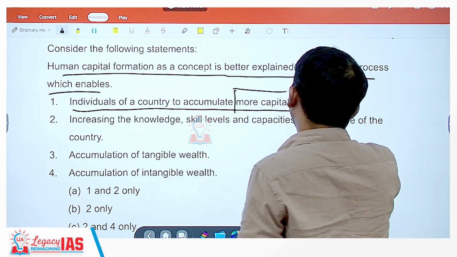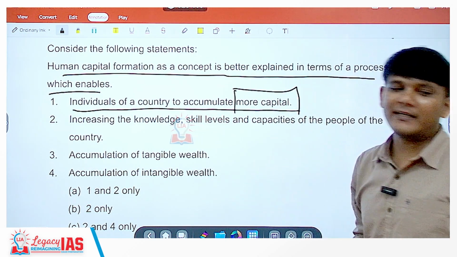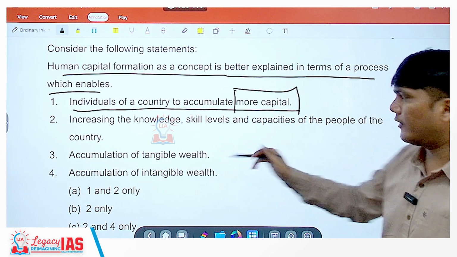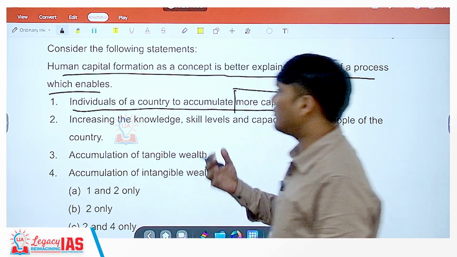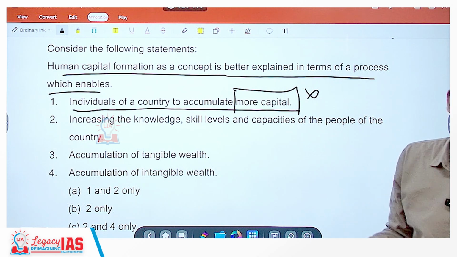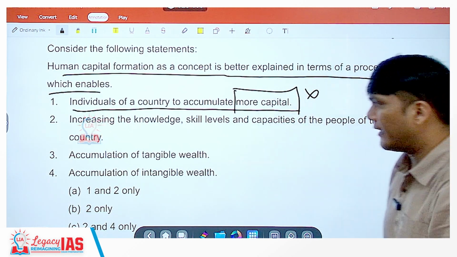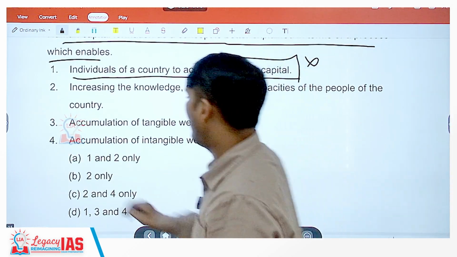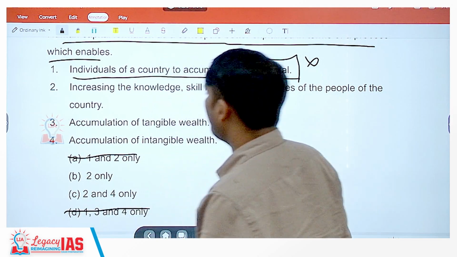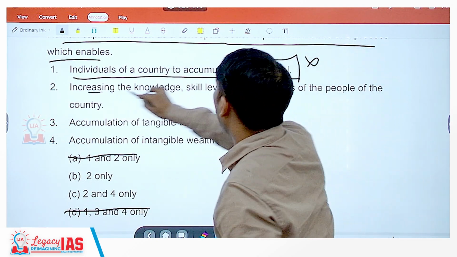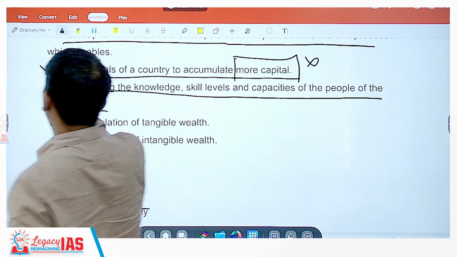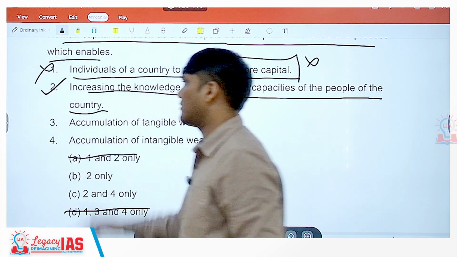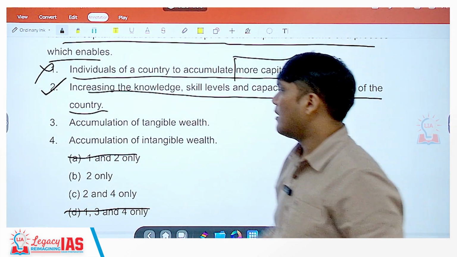No. This more capital is talking about the physical capital, that is money and all. It's not right. It has nothing to do with money. Individuals of a country accumulating more capital need not necessarily lead to higher human capital. So one is wrong. Since one is wrong, this is gone, this is gone. Increasing the knowledge, skill levels and capacities of the people of the country, absolutely yes. Statement 2 is absolutely right.